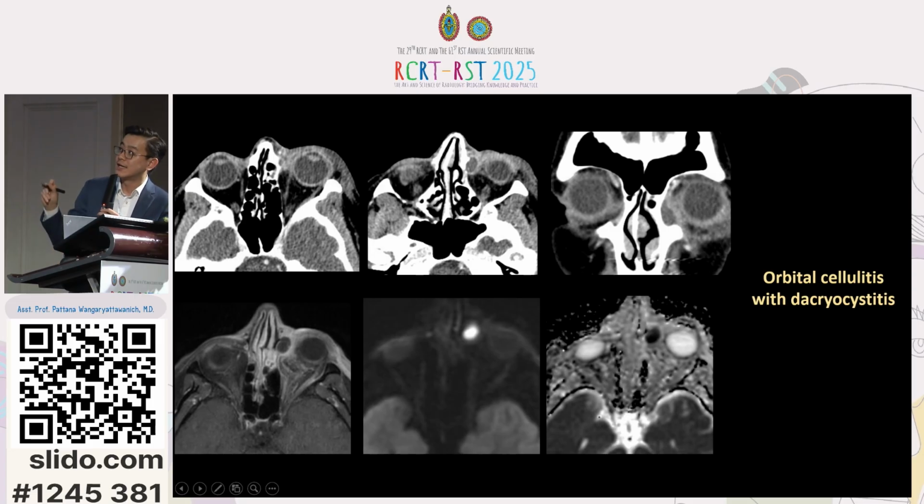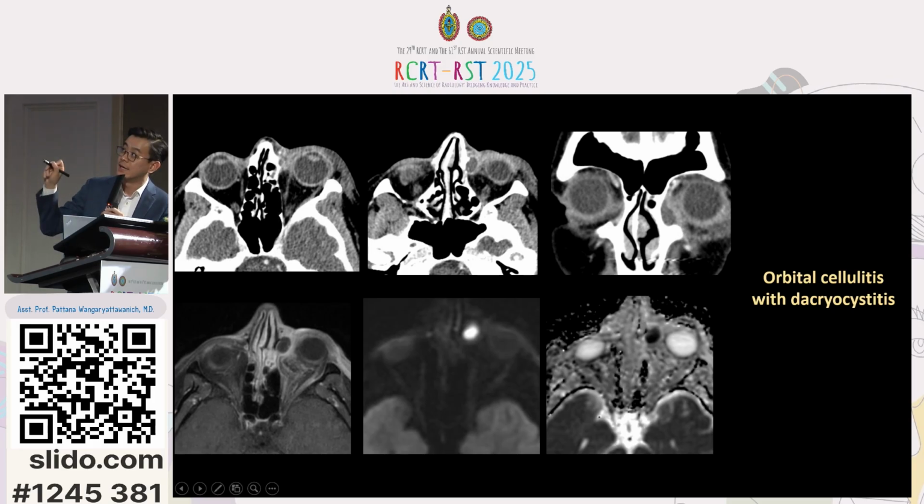Next is a classic example of a lesion that again occurs in the extraconal space of the orbit, but this time it's right at the area of the lacrimal sac, right? And the patient presented to the ED because of a rapidly swelling orbit, and had a fever and tenderness in that area.